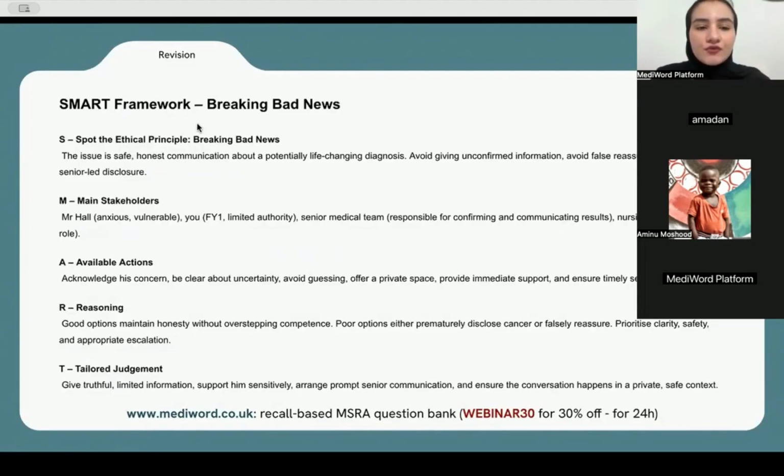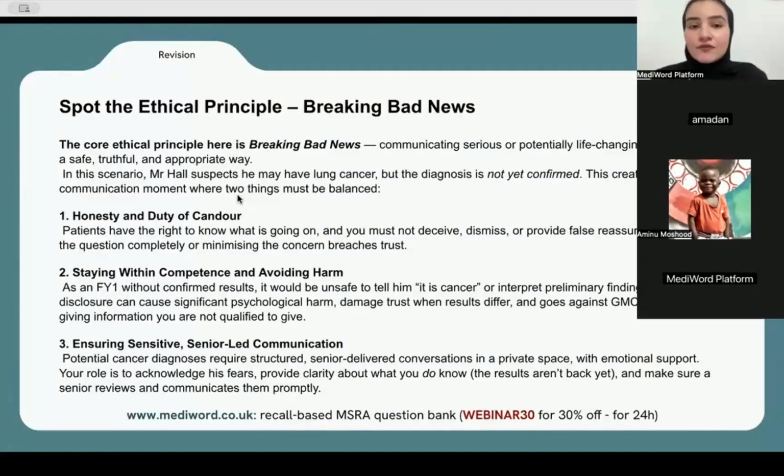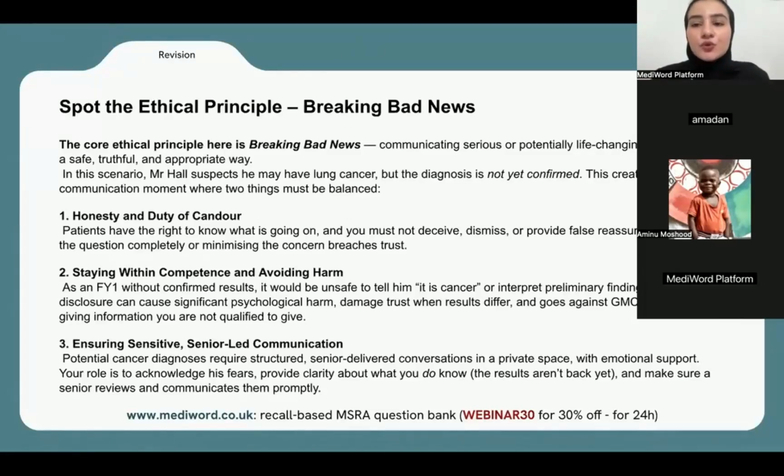So we've already seen the SMART framework for this. The ethical principle is breaking bad news, which knowing this helps you to rank the options because you're going to rank them according to the guidance of breaking bad news, which the GMC is very clear on. So we've already said breaking bad news falls under the umbrella of duty of candor. So duty of candor also encompasses questions to do with telling patients about mistakes that have happened in the workplace. So that also falls under the same umbrella of questions. They're handled in the same way, which is when a mistake has happened in the care of a patient, you should also have a duty of candor discussion led by a senior member of the team.